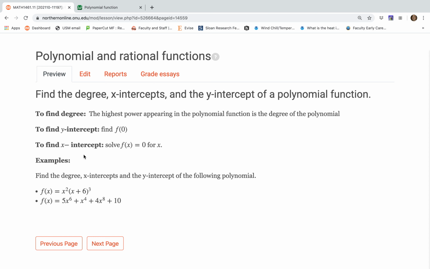To find the x-intercept, we need to solve this equation. Whatever polynomial function we are given, we need to set that equal to 0 and solve for x.